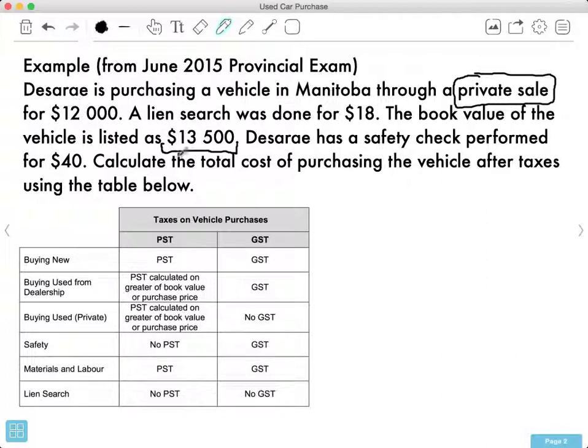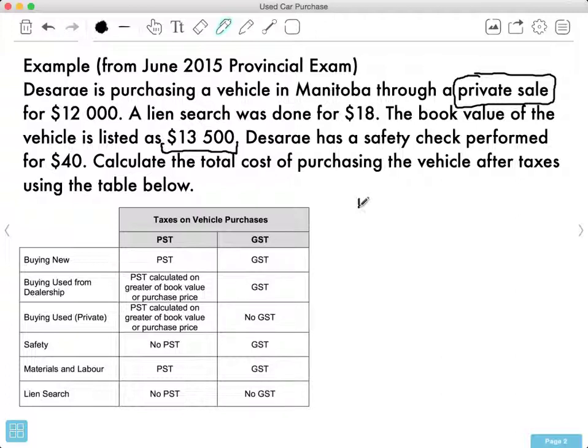Desiree got a bit of a deal because she paid less than that. But when she's charged tax, she's going to have to pay tax on the book value, which is the higher amount. If she paid more, say she paid $15,000, she would pay tax on the $15,000. This is to avoid people writing up paperwork that says they bought a car for $1 and just paying tax on $1. This way you pay tax on whatever's higher, what you paid or what the book value is. She also has a safety check performed for $40. So they want the total cost of purchasing the vehicle.